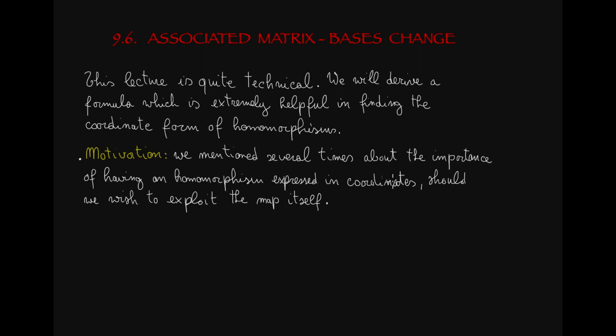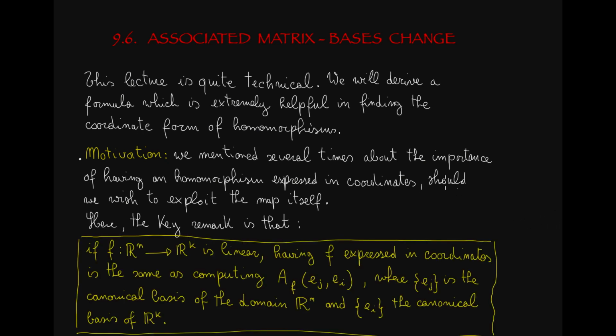Motivation. We mentioned several times the importance of having a homomorphism expressed in coordinates, should we wish to exploit the map itself. If f is linear from Rn to Rk, having f expressed in coordinates is the same as computing the associated matrix with respect to the canonical basis of the domain and the codomain. This is a fundamental remark, exactly what I've just said.